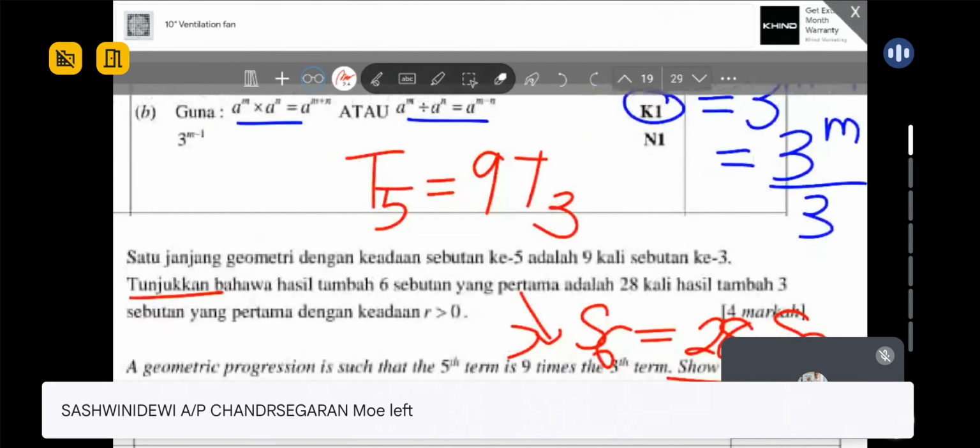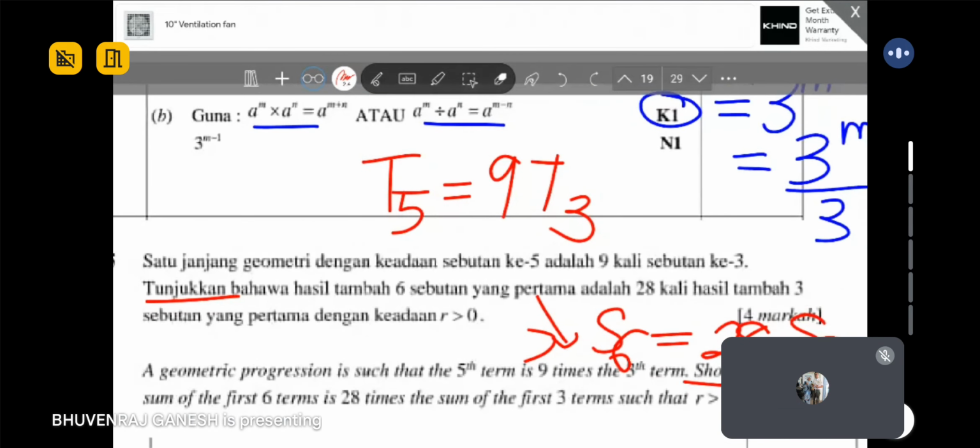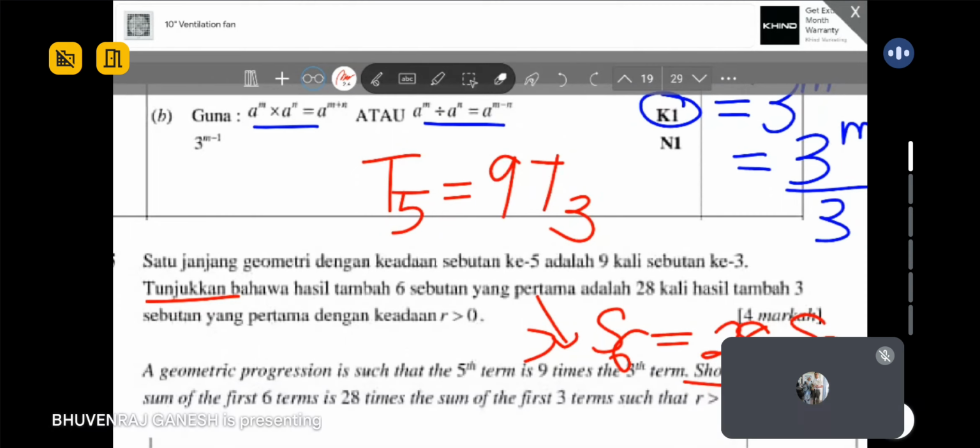So now guys, what must you find first? Can anyone tell me? What is the symbol you need to find? Is it the a, n, r? What to find first?